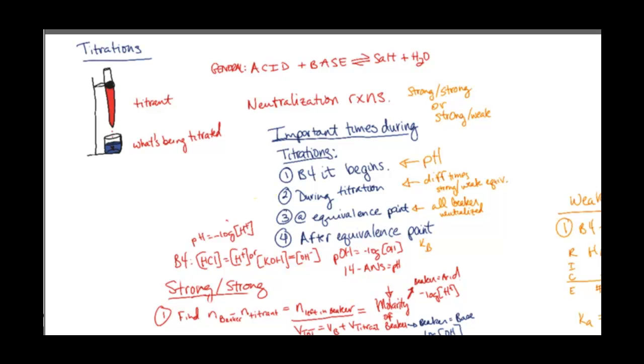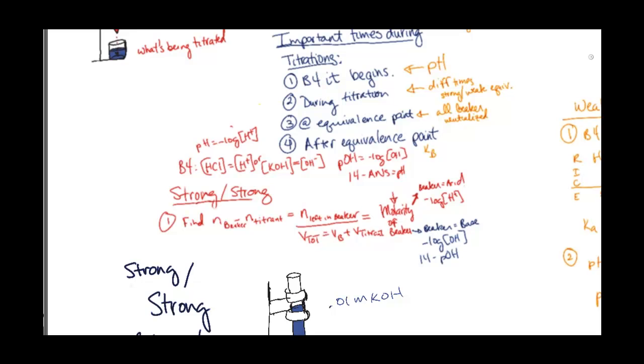Again, recap: we're going to find the moles left in the beaker by taking the difference in the moles of what you've titrated and what you had in the beaker. Then you divide by the new total volume to get the molarity of what's left in the beaker. If it's an acid, you do negative log of H, and that'll be your pH. If it's a base, you do negative log of OH.